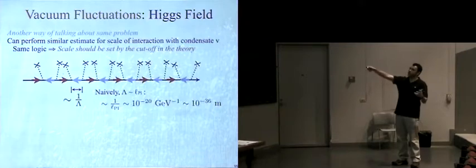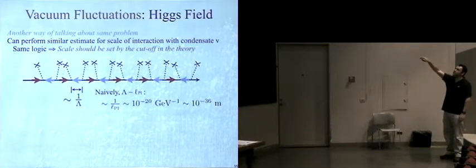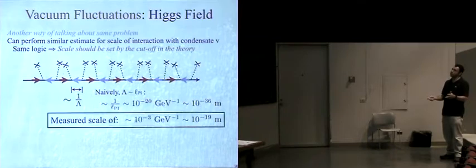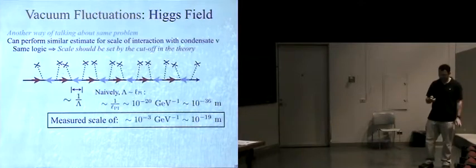Okay, so again, naively, we expect this cutoff scale to be the Planck length because we think physics makes sense down to that point. If we put in this Planck length scale, that means that the distance between when particles interact with the Higgs field is like 10 to the minus 20 GeV, okay, where that's 10 to the minus 36 meters. And of course, we've now observed this, and the measured scale is actually more like 10 to the minus 19 meters. So again, very different answer from what we naively expect.